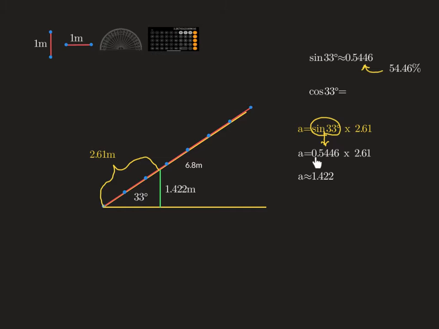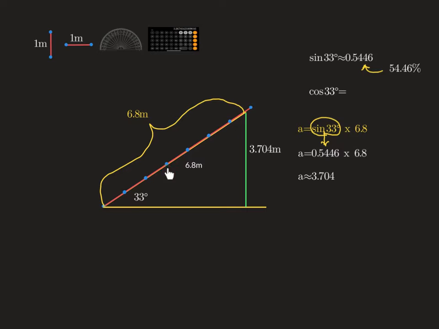Just multiply the sine of 33 degrees, which is 54.46%, and this height will be about 54.46% of the ramp length. So the height is a little more than half of the length of the ramp. It's like 54% of the length of the ramp here. Now this particular ramp we made 6.8 meters long, and so the height at the end of this ramp is simply the sine of 33 degrees, 0.5446, times 6.8.